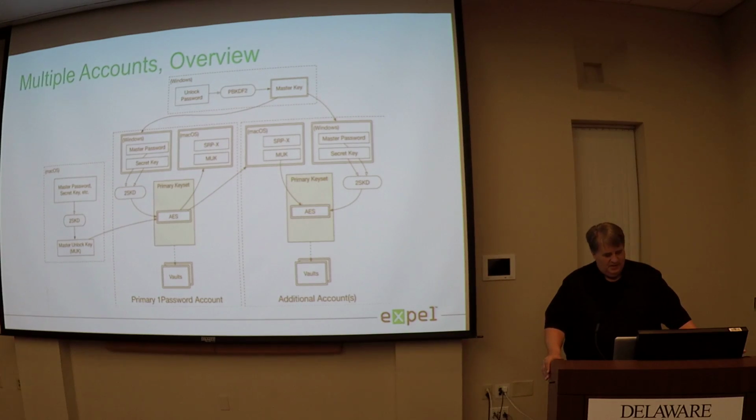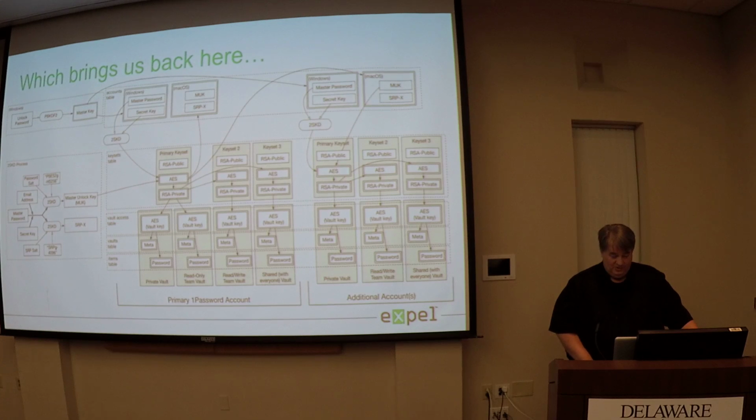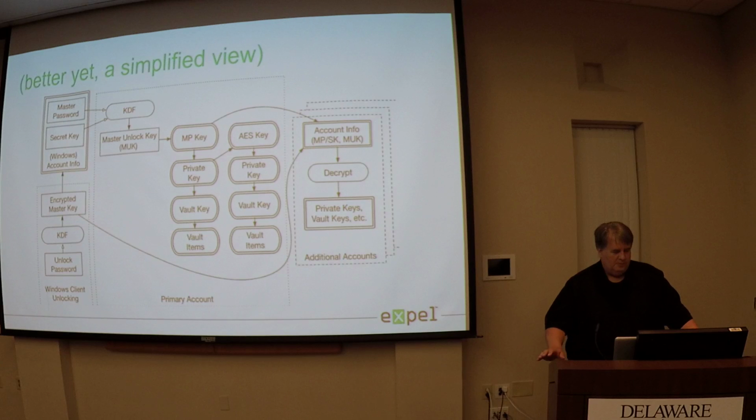On the Mac, you go straight to the two-secret process. It then decrypts the first key set, which can then decrypt the second account data, which then decrypts the second key set, et cetera, et cetera. So all that just brings us back to where we started. Everything that's on here we've now talked about. That's a simpler view there, which again just kind of puts it all together in one place.